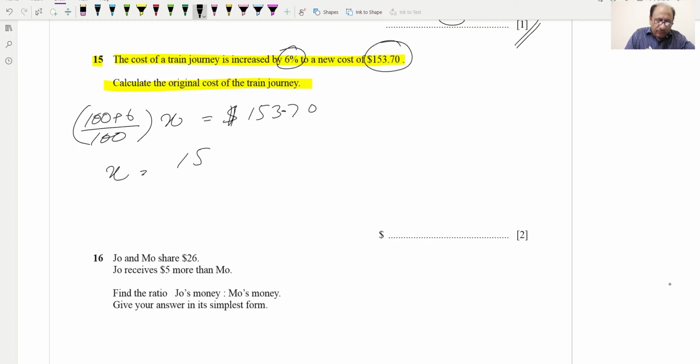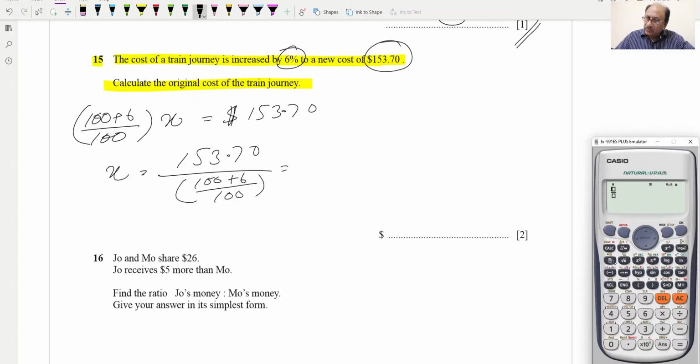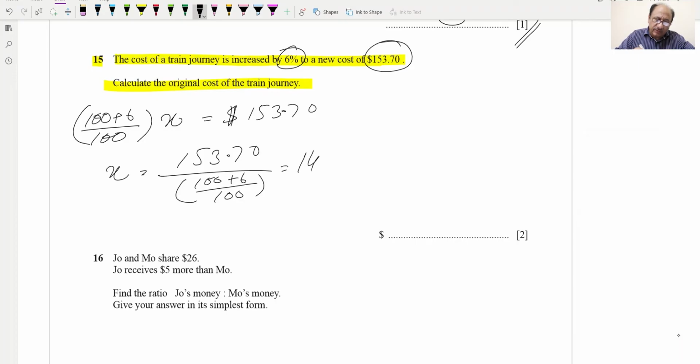X will be equal to 153.70, divided by this whole term, which we can write as the denominator. The calculator will help us in this solution. So it will be 153.70 over a bracket in fraction, 100 plus 6, you can directly write 106. I'm copying the values we have taken, and this will be equal to 145. So it means $145 was the original price, and it is increased by 6%, and the new price is 153.7. So our answer will be $145, and this is a 2 marks question which we are done.